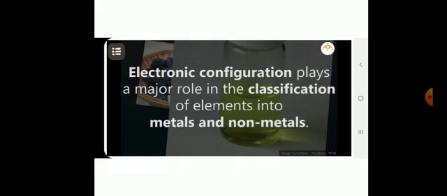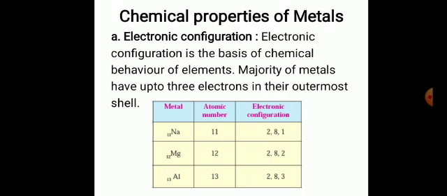Electronic configuration plays a major role in the classification of elements into metals and non-metals. Electronic configuration means how electrons are distributed in various shells, and this electronic configuration is going to decide whether the element is metal or non-metal. Electronic configuration is the basis of chemical behavior of elements. Majority of metals have up to 3 electrons in their outermost shell.